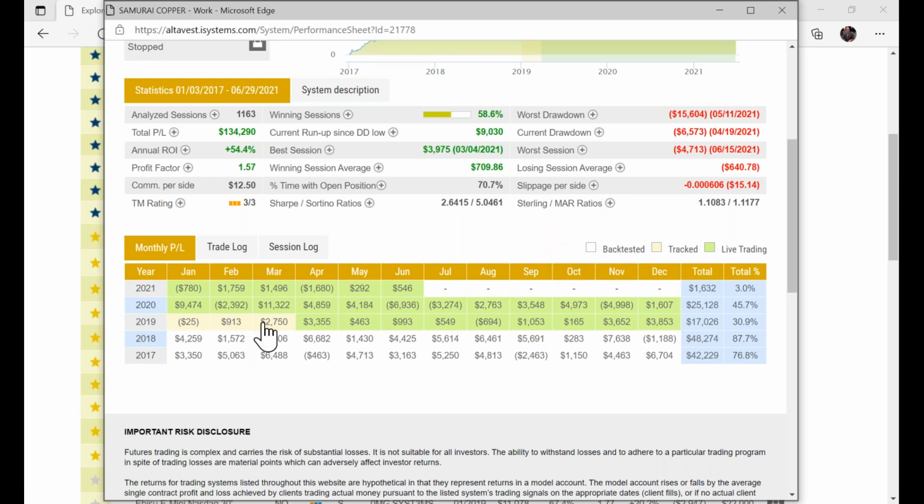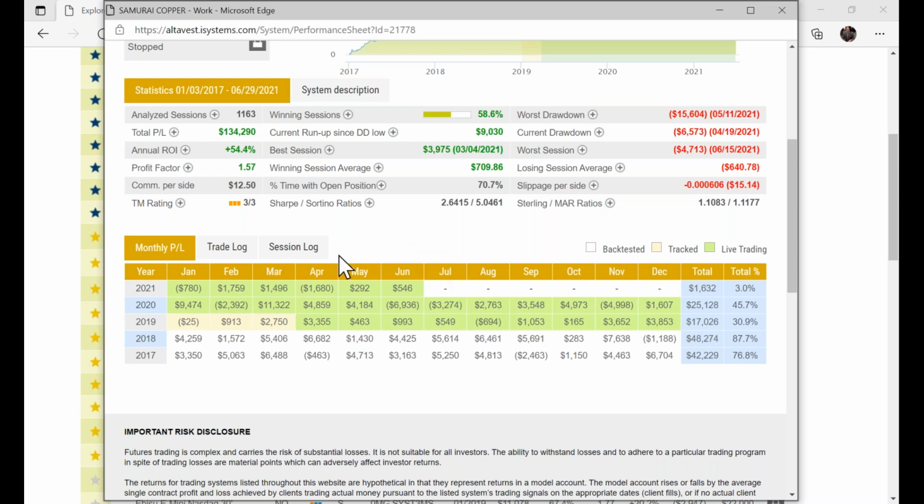Now if you see this tan color here, that means the system was then placed on the AV Systems platform, and AV Systems began to track it. Then it turned green back in April 2019, and that means it's being traded with live money. This is real money trading, live money, since April of 2019. So all this data here is live money. You can see here 2020 had a really great year, up 45.7%, and then year to date up about 3% so far. Not as good as last year, but that's okay.